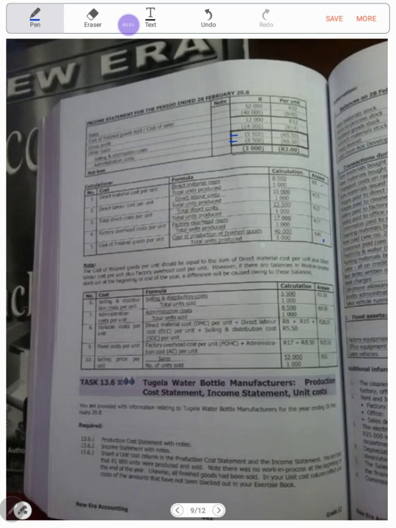So you're taking your 8 Rand of your direct material cost, you're taking the 15 Rand of the direct labor costs, and you're taking the 5 Rand 50 of your selling and distribution. You're adding those three figures up, and that should give you a variable cost per unit worth 28.50.